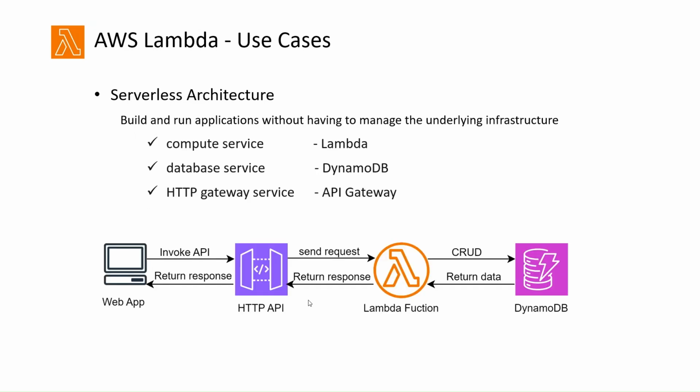Next, let's see some of the use cases of AWS Lambda. Now, let's learn about serverless architecture and how AWS Lambda fits into it. Serverless architecture is an approach to software design that allows developers to build and run services without having to manage the underlying infrastructure. The application still runs on servers, but all the server management, such as provisioning, scaling, and maintaining servers to run the applications, databases, and storage systems are done by AWS.